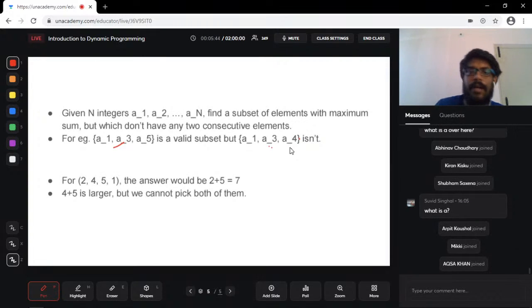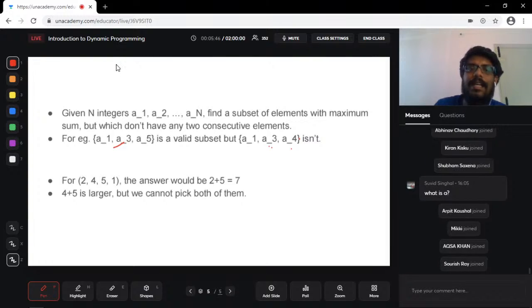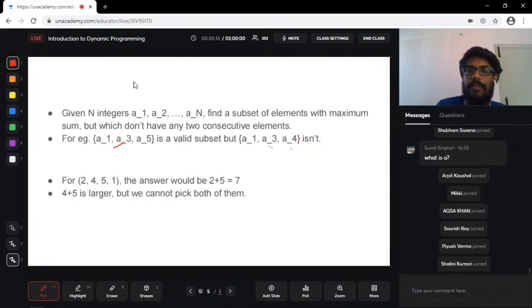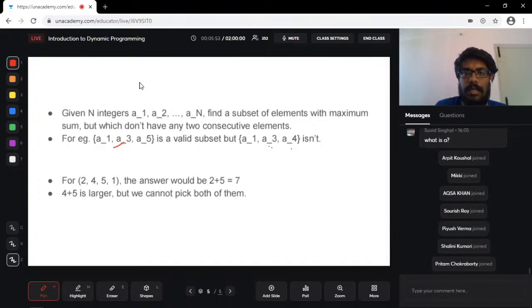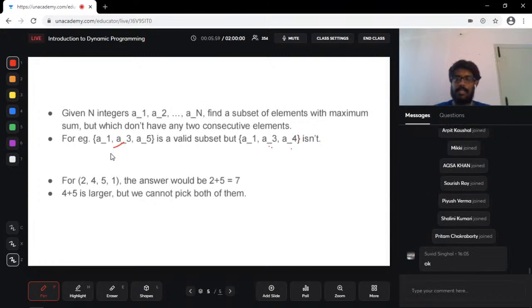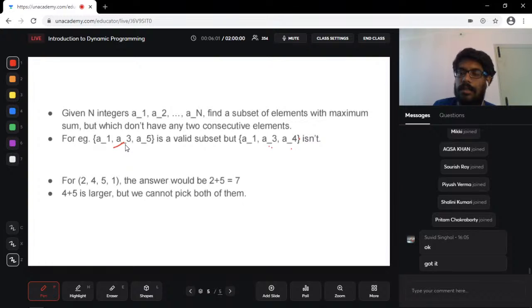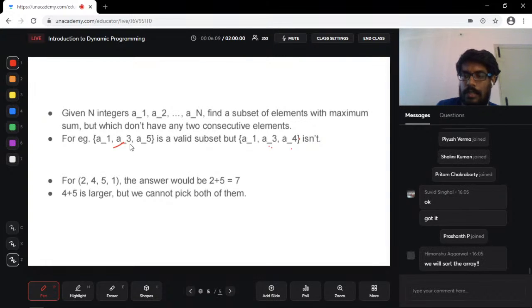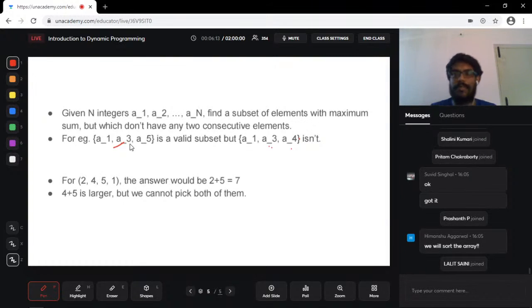What is A? There is no A as such. Think of A as an array. You must have seen arrays by now, right? So think of an array of size n, one indexed. So I have A1, A2 up till AN. I want to find a subset of that array, right? Or you can think of it as a sequence or an array. Yes, there is a concept of order to this. Okay, Himanshu, that's an interesting approach. We will come to that.